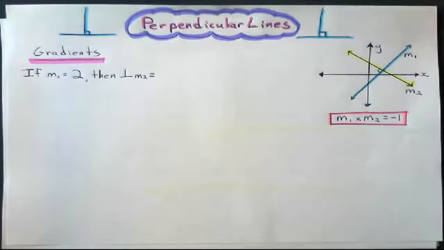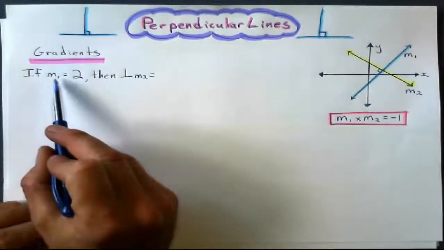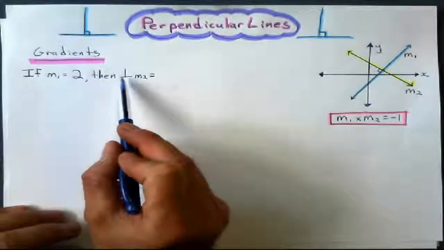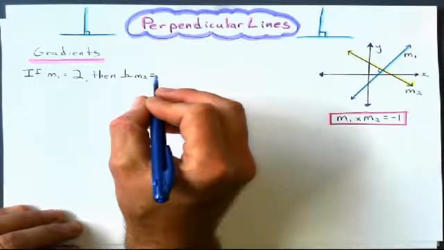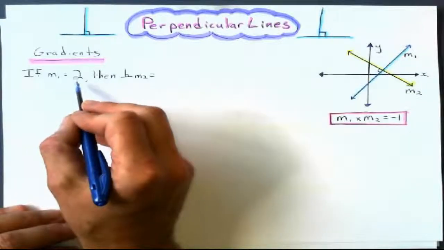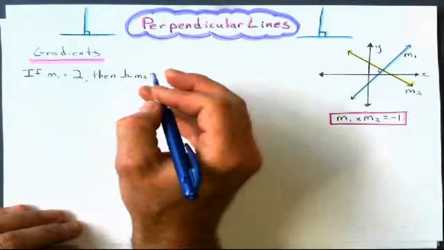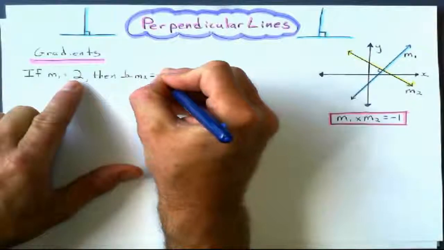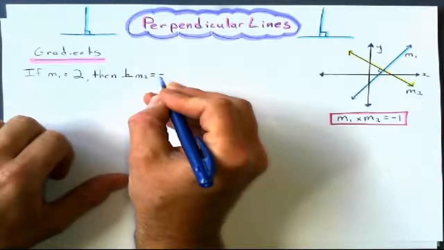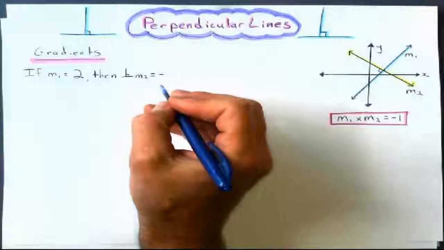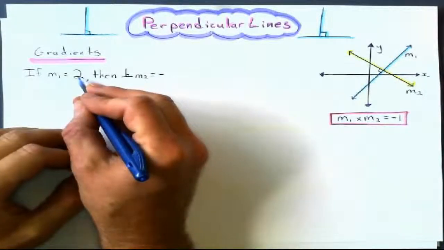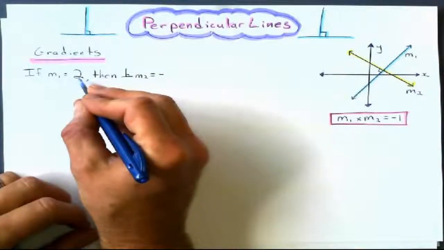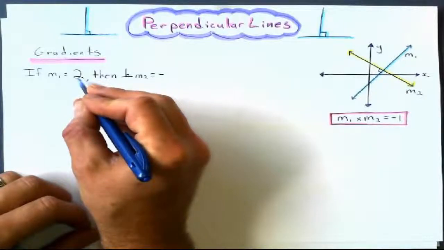So first of all, m1 is the gradient of one of the lines, and m2 is going to be the gradient of the other, perpendicular line. If they multiply to get -1, first of all, that means they've got to be opposite signs. If this is positive, the other gradient has to be negative, and it also has to be the reciprocal of the other one. Remember what reciprocal means: it's the number as a fraction, inverted. So 2 as a fraction is 2 over 1, and flipping that upside down gives 1/2.